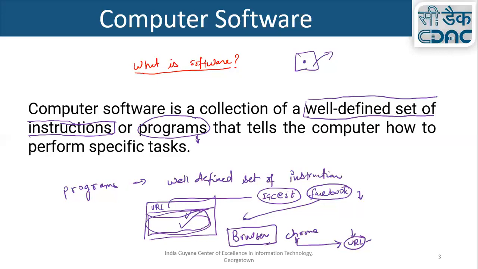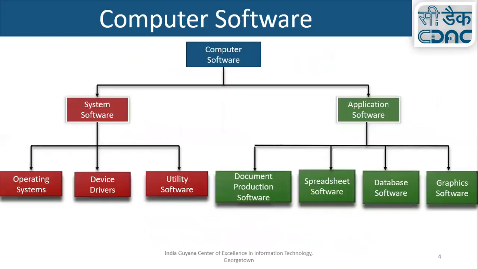Let me move to the next slide. These computer softwares are divided into two main branches. One is system software, another is application software. This part is easy for end users like us, because in our day-to-day life we are using these application software.